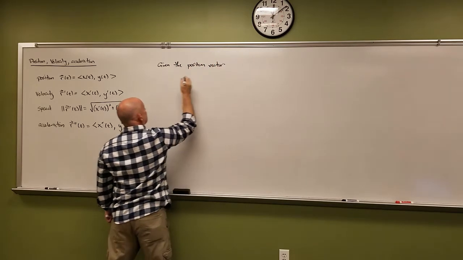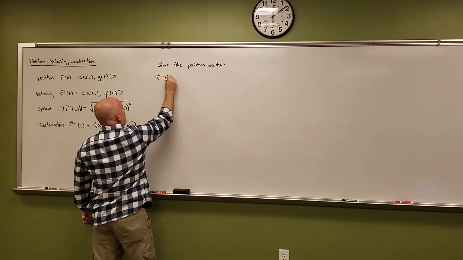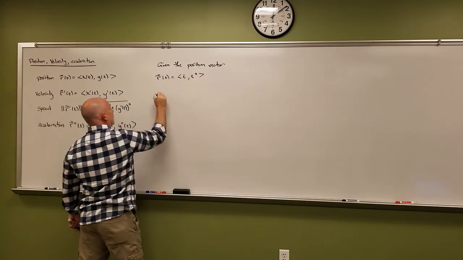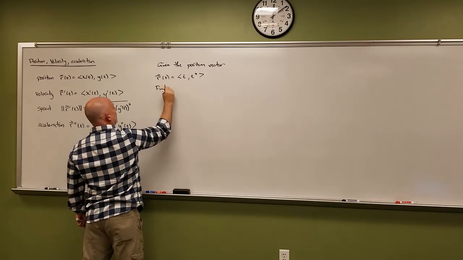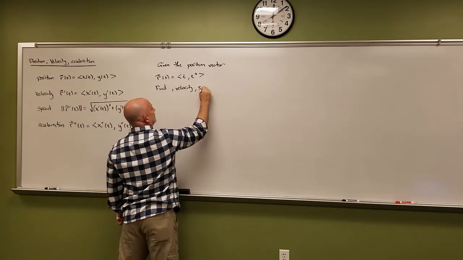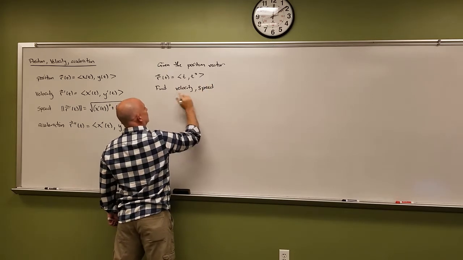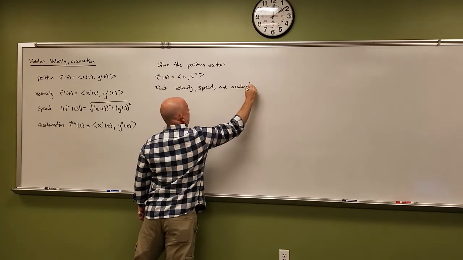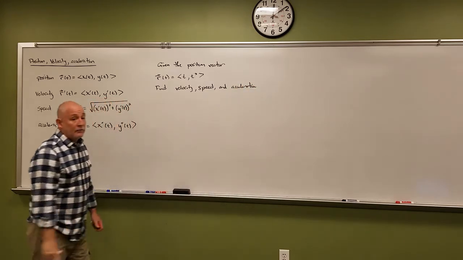All right, so if I gave you a position vector, let's say given the position vector, r of t is <t, t cubed>, and I said find velocity, speed, acceleration. It should be a very, very simple problem.